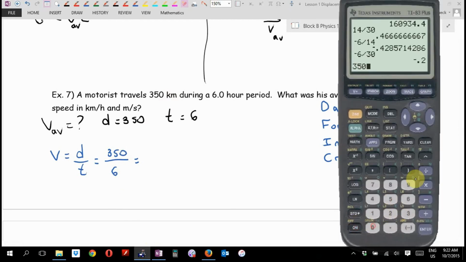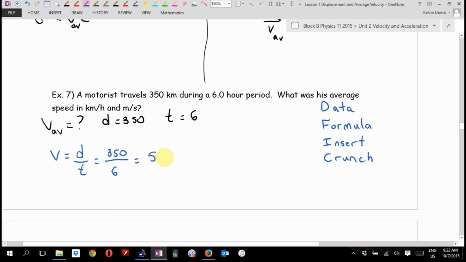So I'm going to go 350 divided by 6, and I'm going to say the answer is 58 kilometers per hour. Is that what they wanted me to find?